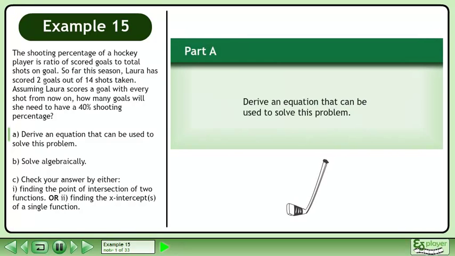The shooting percentage of a hockey player is the ratio of scored goals to total shots on goal. So far this season, Laura has scored 2 goals out of 14 shots taken. Assuming Laura scores a goal with every shot from now on, how many goals will she need to have a 40% shooting percentage? In Part A, derive an equation that can be used to solve this problem.